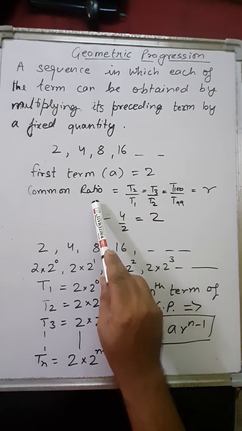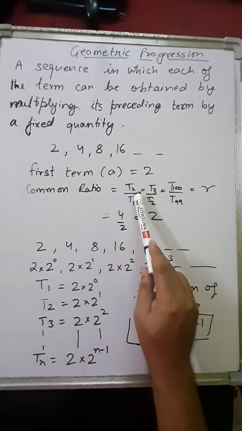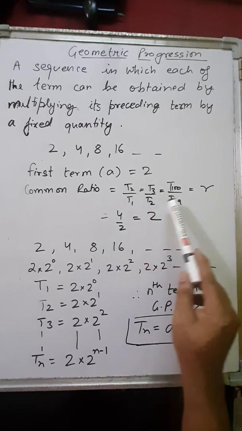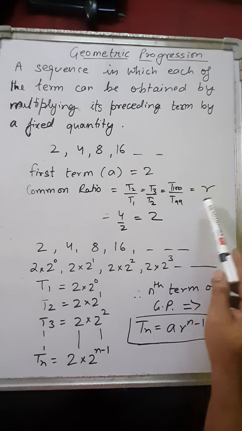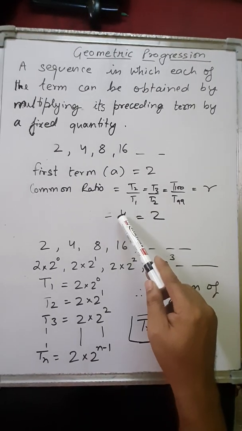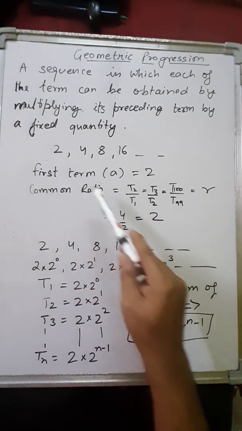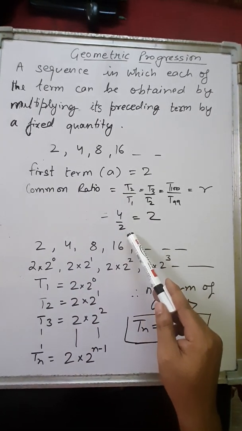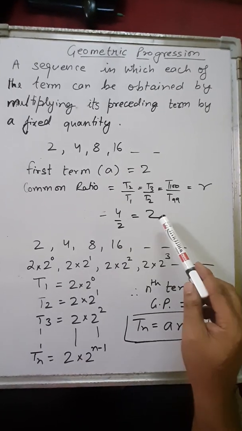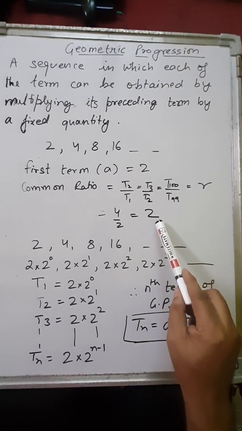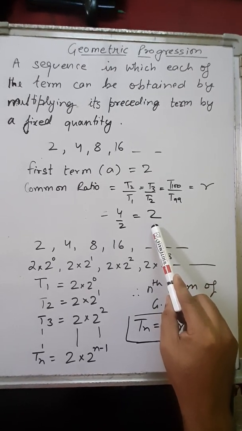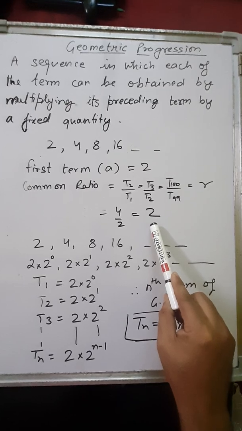And we can obtain this common ratio by dividing the second term upon the first term, any term by its preceding term, T100 upon T99. The common ratio is represented by r. So here if you say T2 upon T1, we get 4 upon 2, that will be 2. Right children? So this way we can find the value of the common ratio by dividing the term by its preceding term.